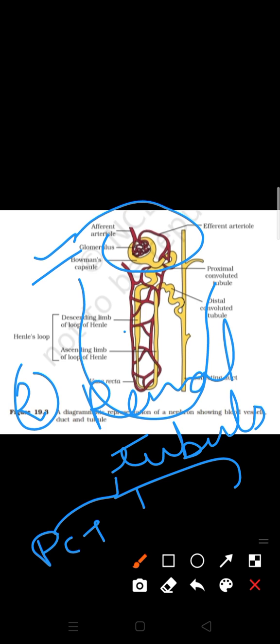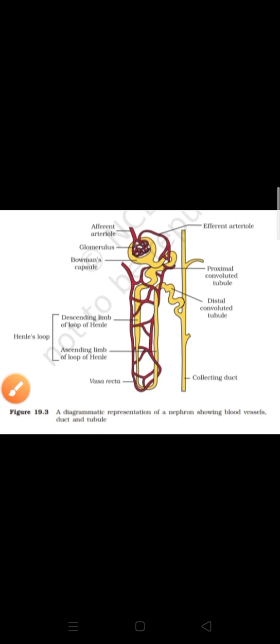In the renal tubules, the parts are PCT and loop of Henle, and the third one is DCT. One by one we will discuss all of them. So firstly I will start the class with the Bowman capsule.